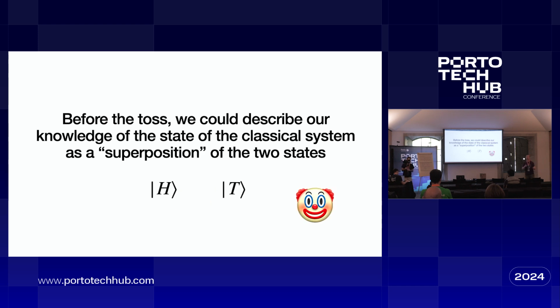So before we tossed a coin, we could describe our knowledge of the state of this classical system, a coin, as being in a superposition. So sometimes when anyone tells you that superpositions are a fundamental feature of quantum mechanics, well, not so much, right? They're a fundamental feature of probabilistic, of stochastic systems, in a way, okay? At least from that perspective of information theory, right, of information. There are differences, obviously.